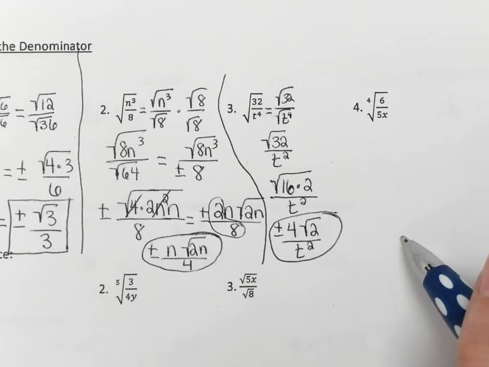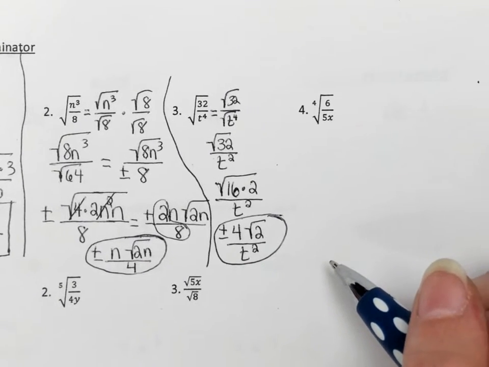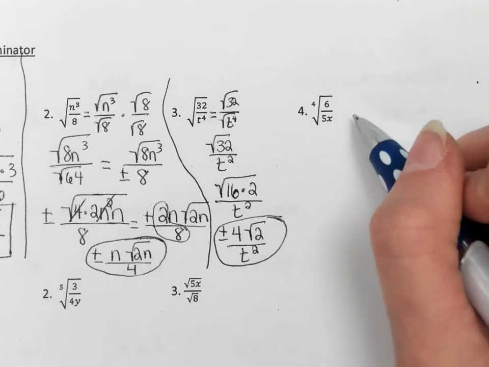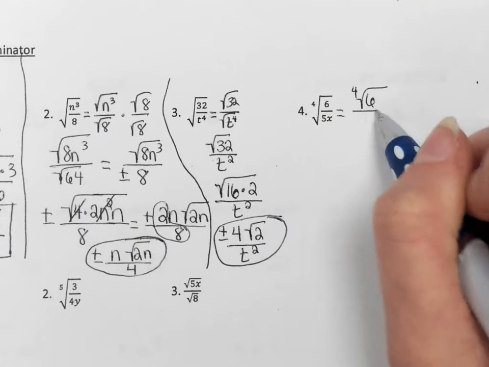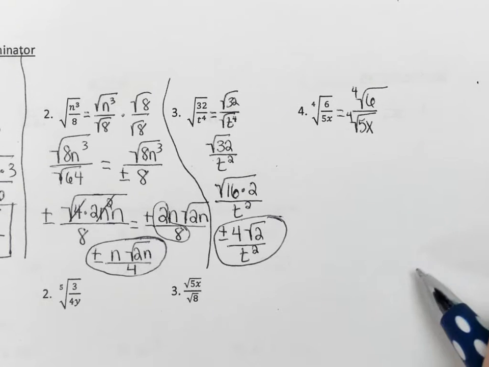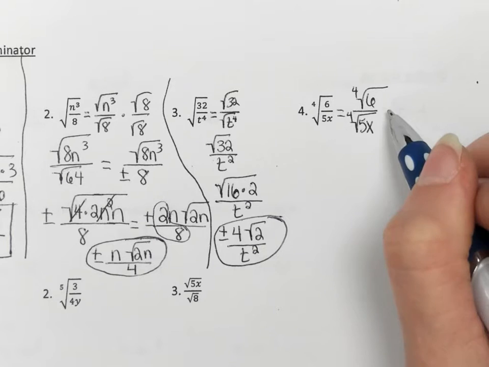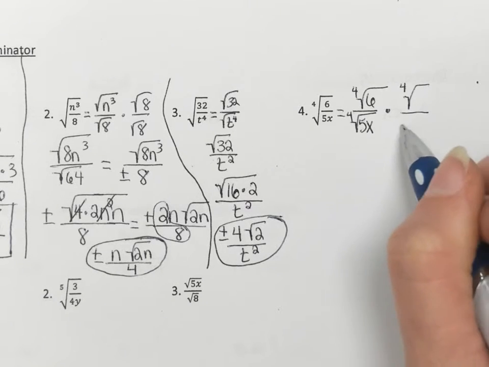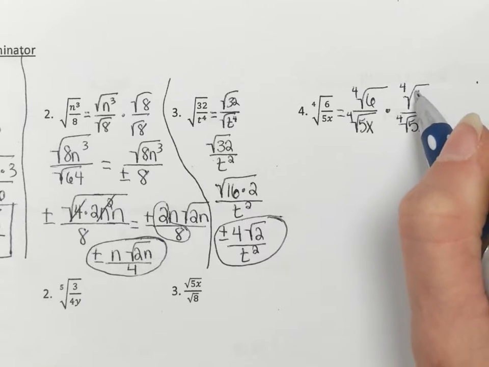Alright, let's do number 4, and then 1, 2, and 3 will be y'all's homework tonight, okay? Let's look at number 4. So it's the same exact thing, guys, but instead of a square root it's a fourth root. So we got 4th root of 6 and 4th root of 5x. So how do we fix it? We multiply by the 4th root of what on top and bottom? 5x. The thing you're trying to fix, right? 5x. Perfect.